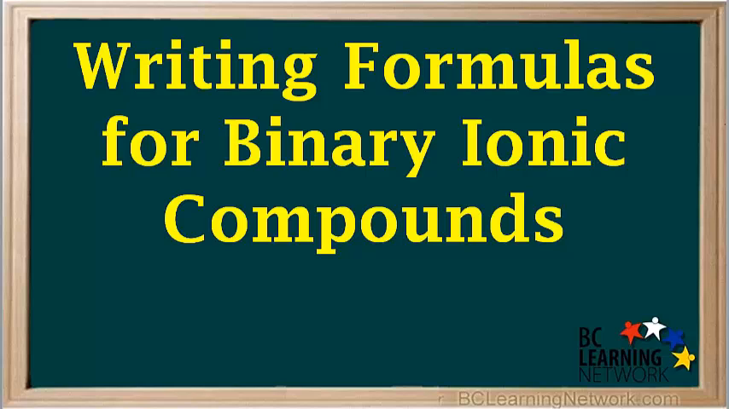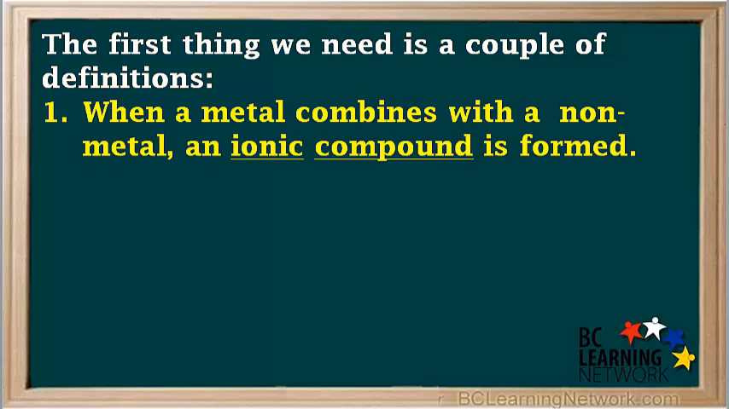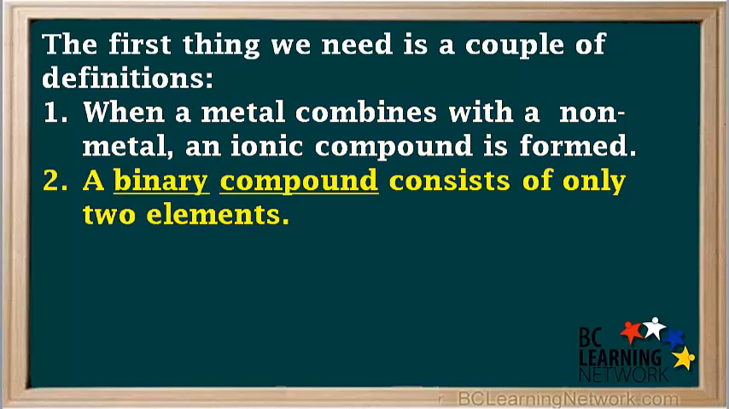This video will show you how to write chemical formulas for binary ionic compounds. The first thing we need is a couple of definitions. When a metal combines with a nonmetal, an ionic compound is formed. A binary compound consists of only two elements.